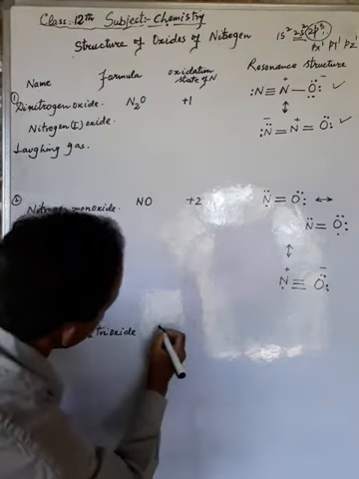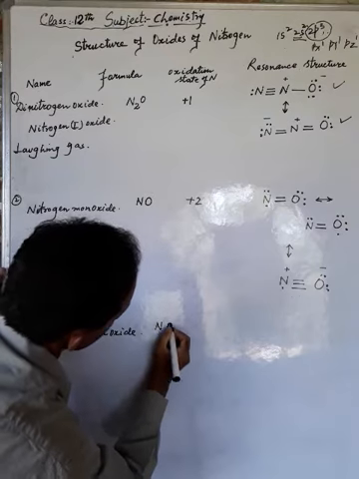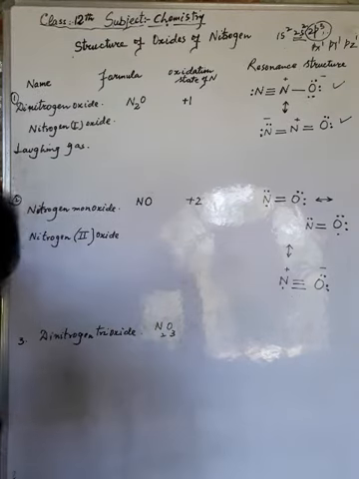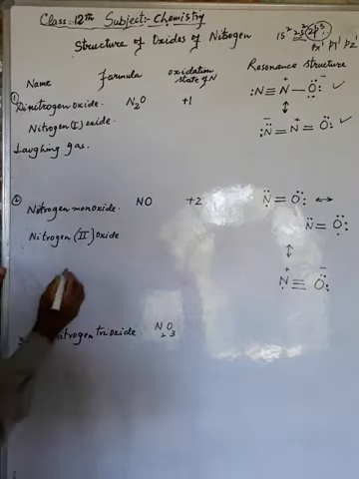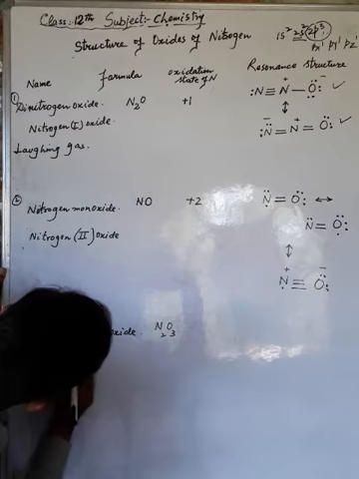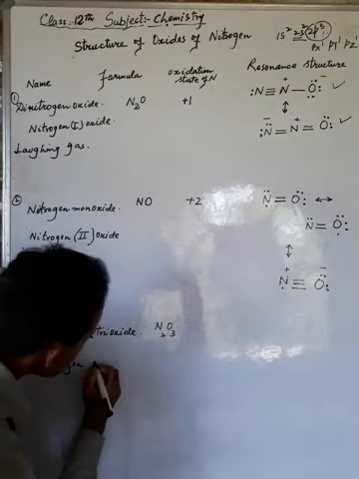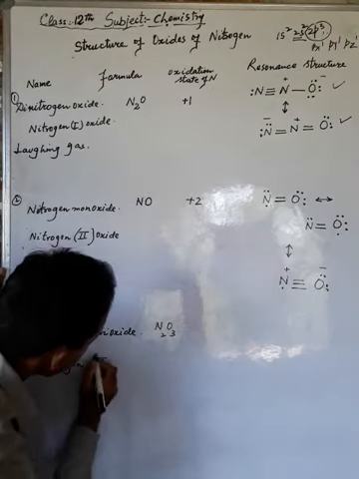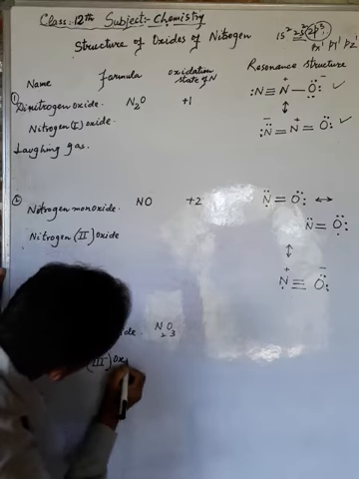That is N2O3, dinitrogen trioxide. We can write it as nitrogen third oxide also. How?